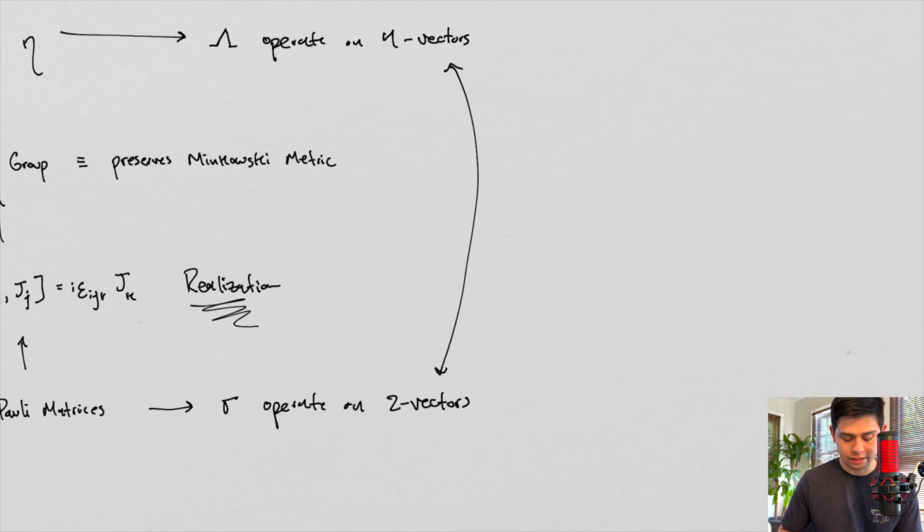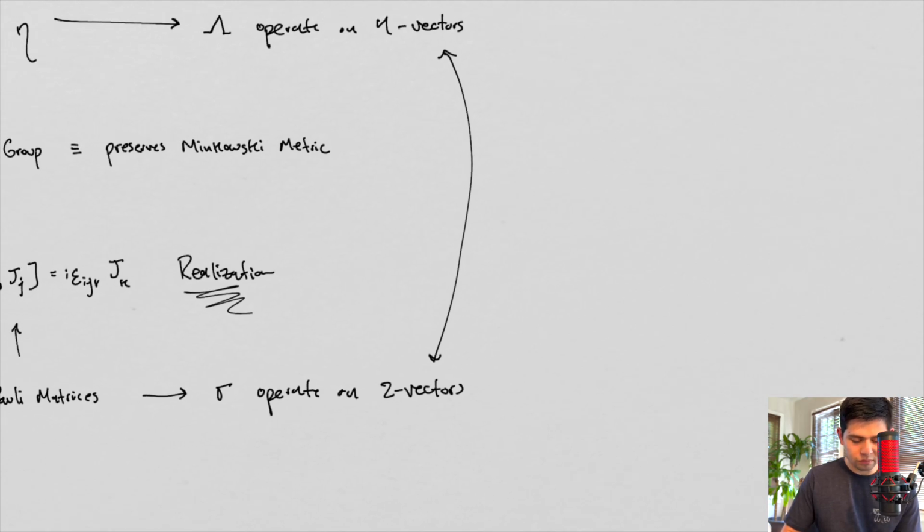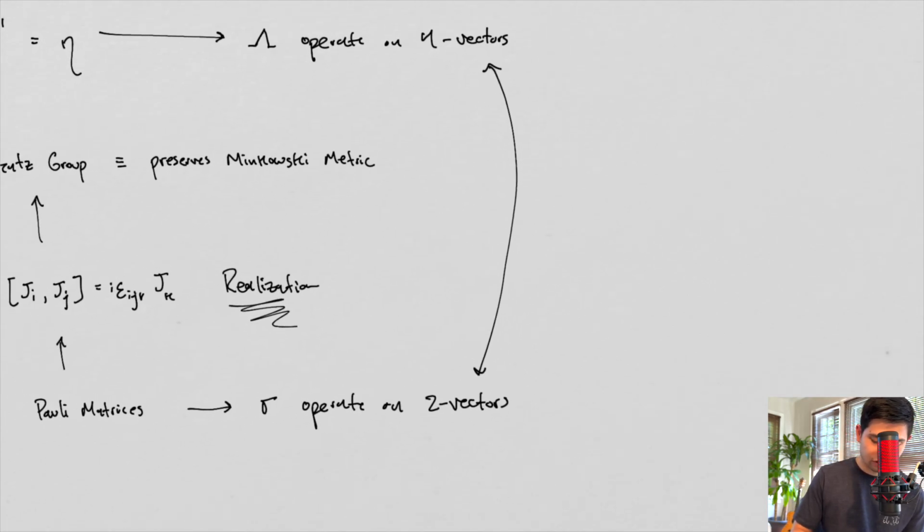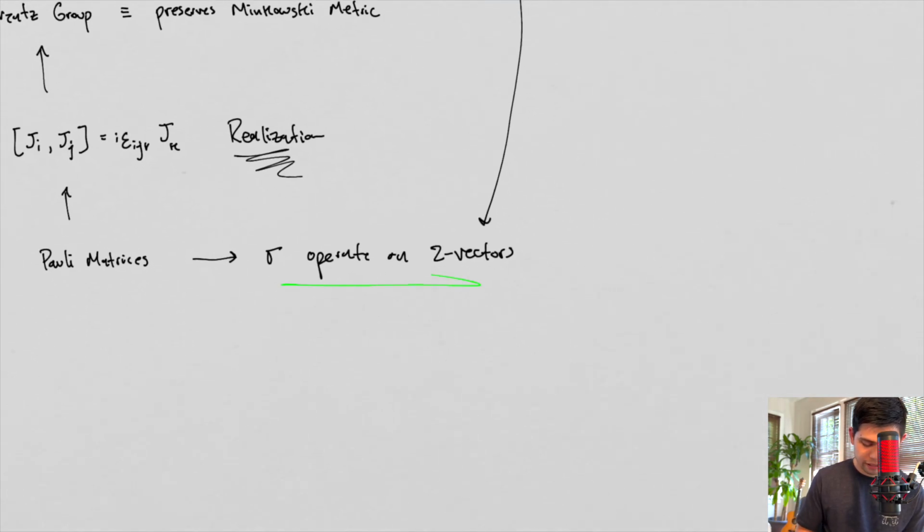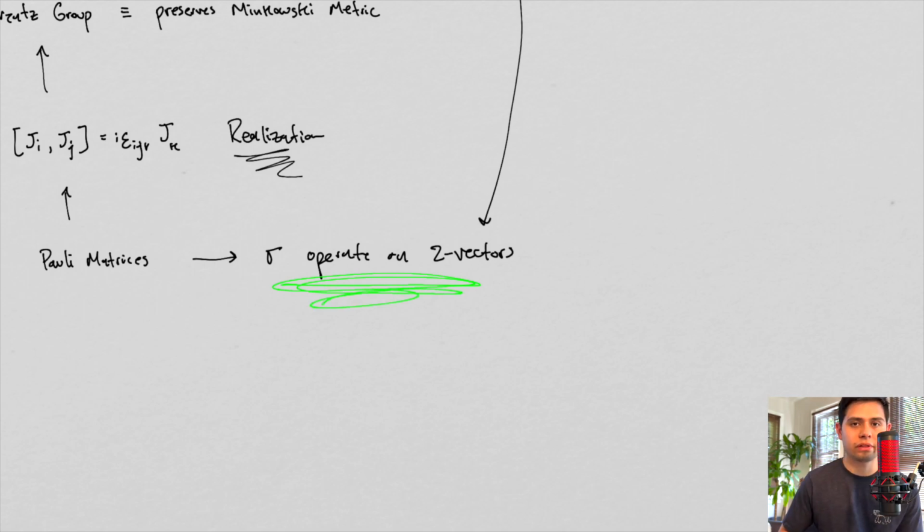Well, the idea is that these guys are going to flip entries on 2 vectors, and the flipping of those entries corresponds to flipping between right and left chiral spinors. And these guys, again, operate on our classical 4 vectors, the 4 vectors associated with special relativity. Okay. And so there is an equivalence between this here and this right here, and we're going to find out what that equivalence is.